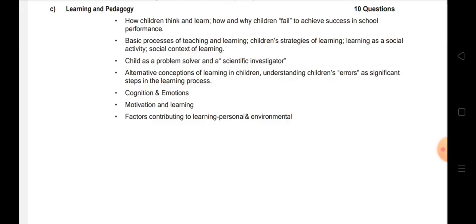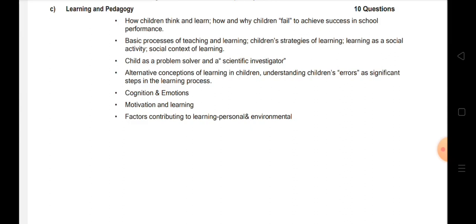Now, child as a problem solver and a scientific investigator. So we believe that one of the psychologists believes that children are little scientists. So I want you guys to comment in the comment section who said that children are little scientists. This I already explained in the videos of Piaget, Kohlberg and Vygotsky. So one of them said that the child is a little scientist. So who said that? Please comment.